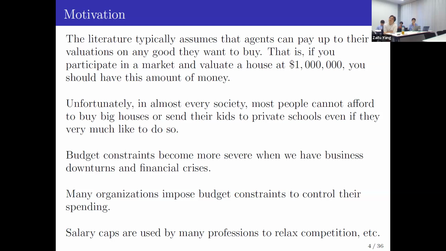So now we have to think about this. The budget constraint becomes much more serious when you have, say, a financial crisis. Also, many organizations impose budget constraints to control spending. Salary caps are used by many professions to reduce or relax competition. And in many other cases we also use budget constraints.